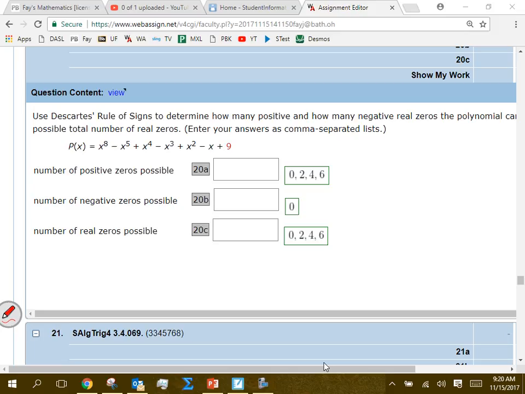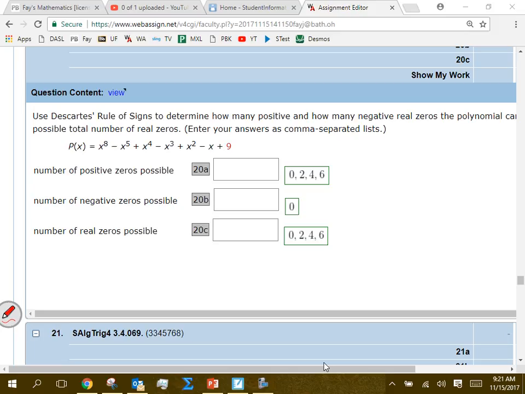Okay. When I look at the number of negative zeros, I'm not going to do it, I'm going to write this out, but you would find out that in P of the opposite of X, you end up with all plus signs throughout that polynomial. So there are no sign changes. So there would be no negative zeros.